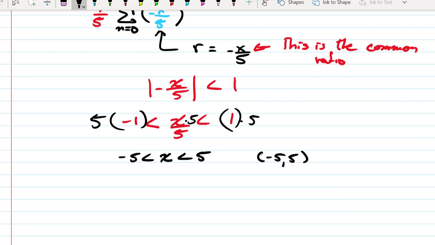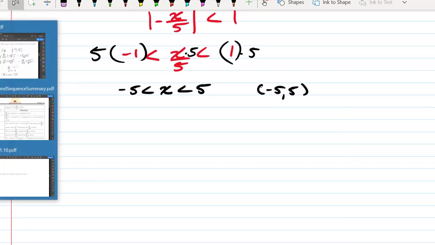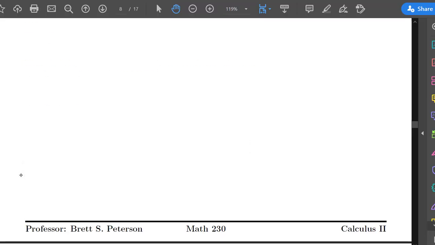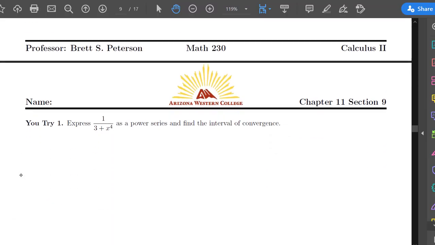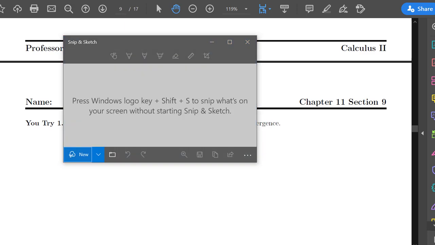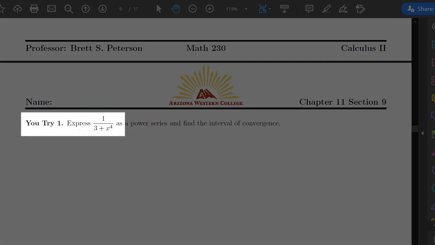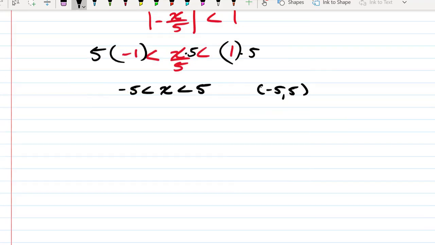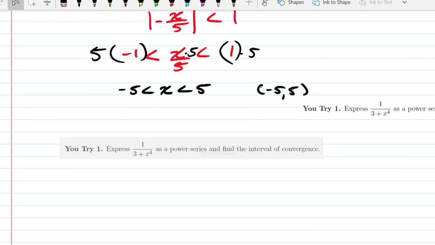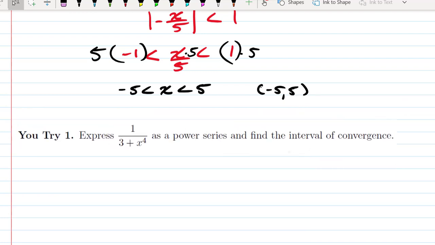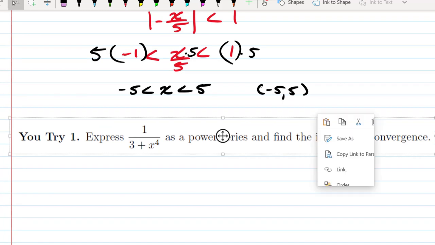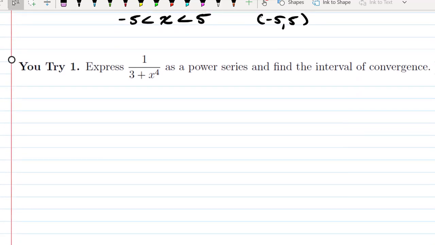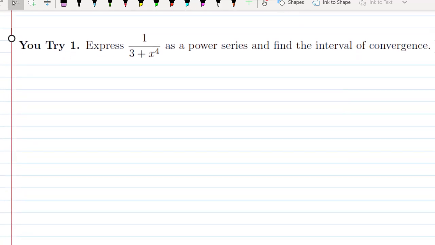All right, so our next one is going to be a try-it-yourself for you guys. Go ahead and express this as a power series and find the interval of convergence.